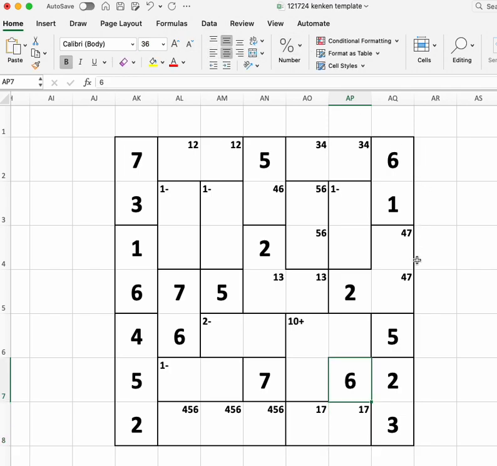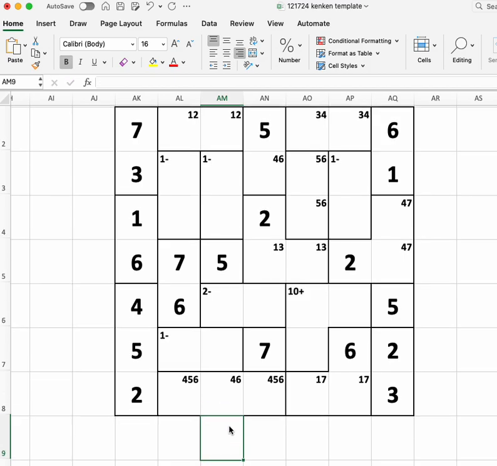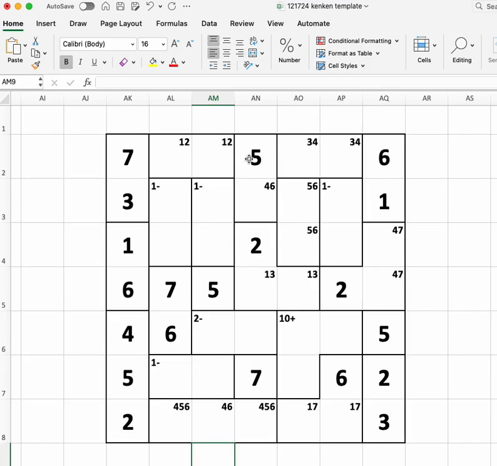And we got some fives telling us this 5 means this is only 4, 6. This 5 means this is only 4, 6. Leaving this as our real 5.